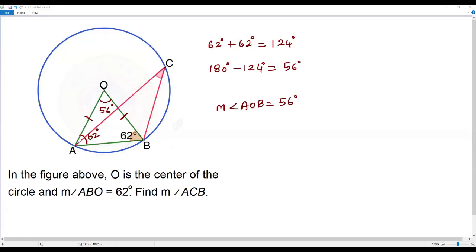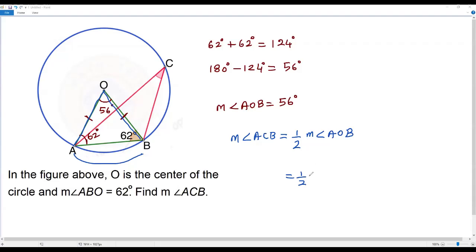Now my aim is to get the measure of angle ACB. So this is the angle ACB. The angle ACB is subtended by the same arc AB at a point C on the circle. I already stated the theorem: the angle subtended by an arc at a point on the circle, that is, the measure of angle ACB, equals half of the measure of the angle subtended by the same arc AB at the center of the circle, which is angle AOB.